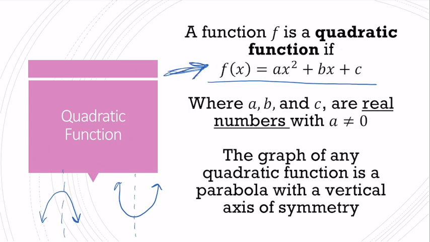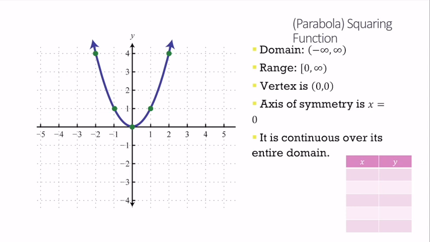So our most basic parabola is our squaring function. This would be the function f of x equals x squared. And what it does is it pairs every x value with its perfect square. So when x is -2, I would have -2 squared, which is 4. And we see this on our graph, right? Here's where x is -2, and our output y is +4.